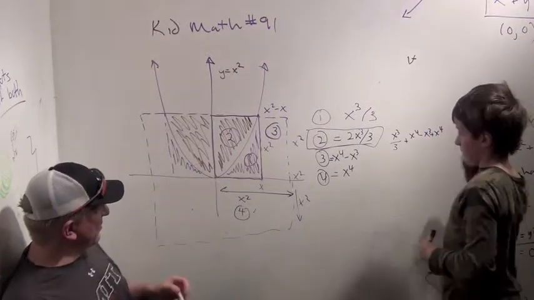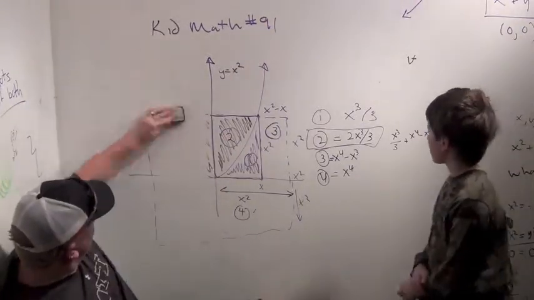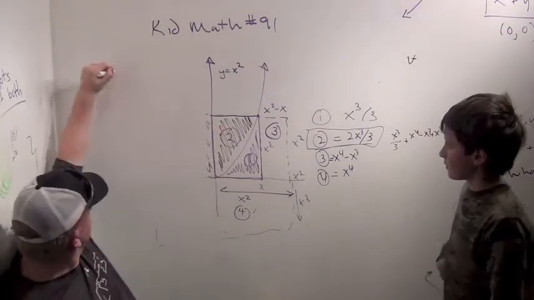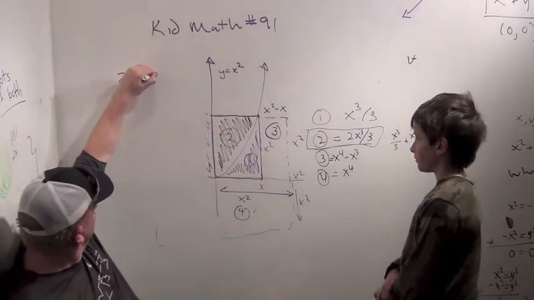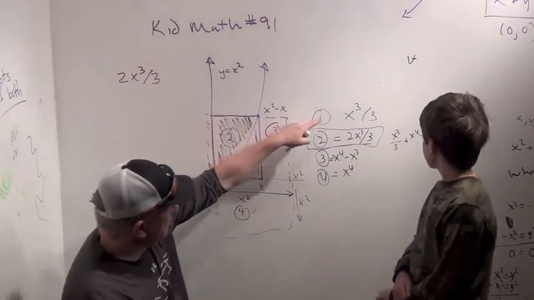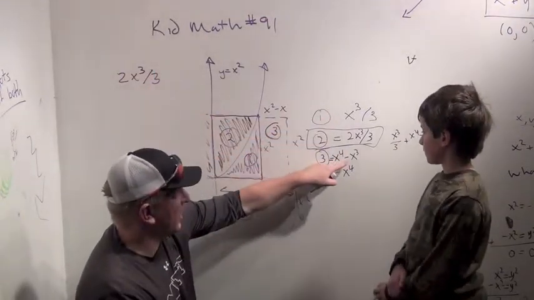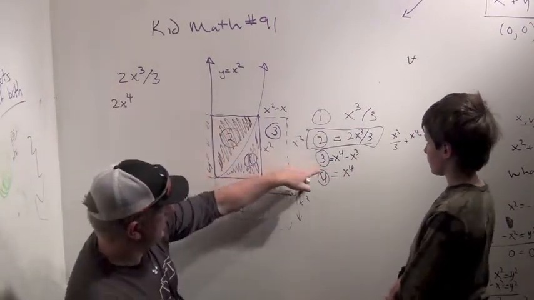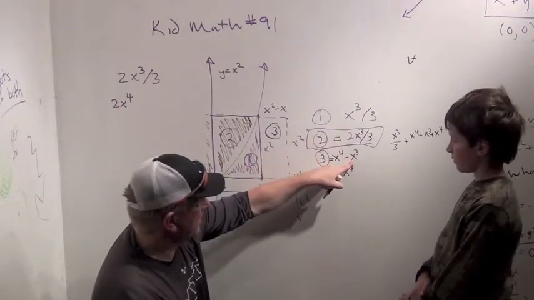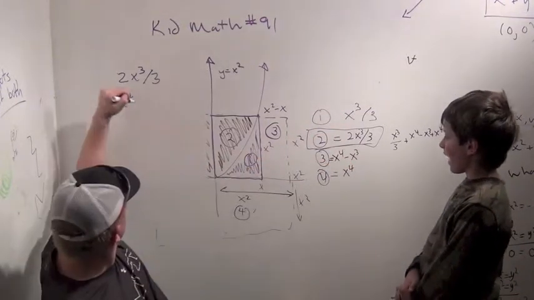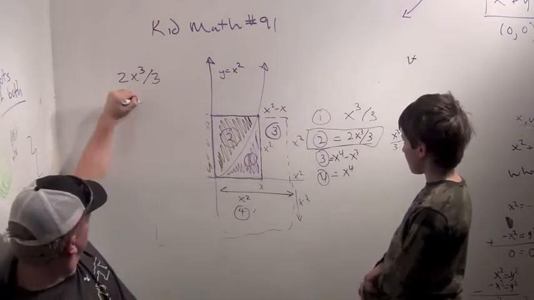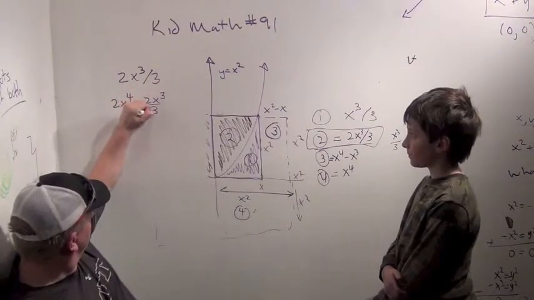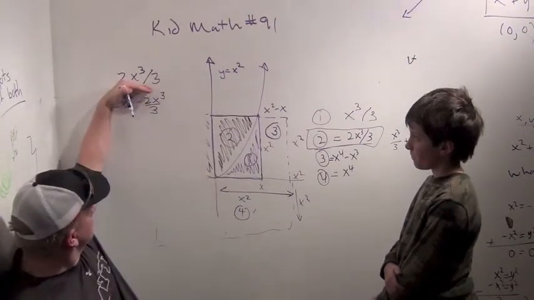I'm going to erase half of my parabola here that we're ignoring and say the area that's inside is 2x cubed over 3. And the area outside is x cubed over 3 plus x to the 4th plus x to the 4th minus x cubed. So I get 2x to the 4th, and x cubed over 3 minus x cubed, which is negative 2x cubed over 3. And now I'm going to take the ratio of these.